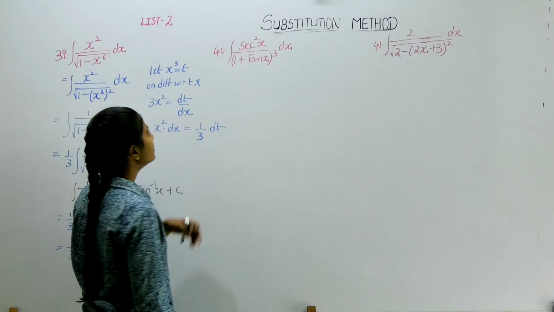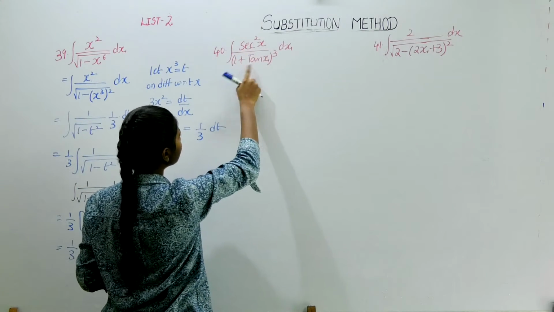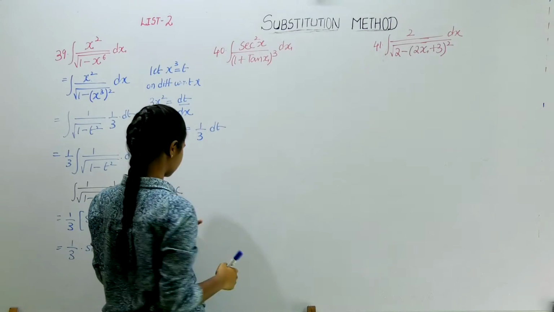Next one, 40. It is given as integral secant square x by 1 plus tan x whole cube dx.